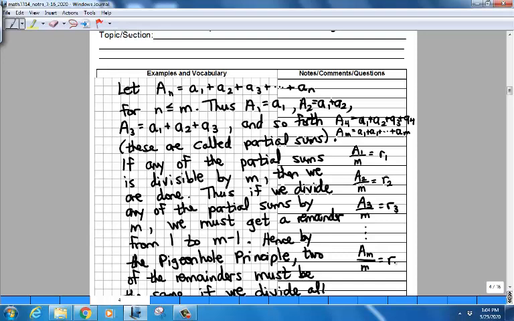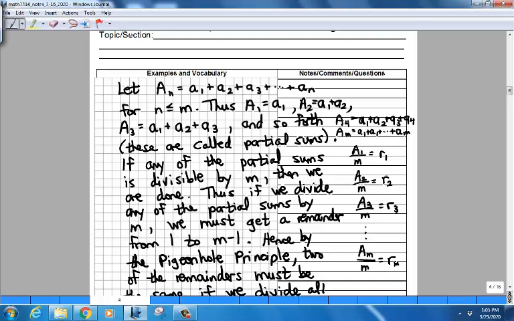So let's call this remainder r sub m. You know that r sub m is not 0, because otherwise a sub m would be divisible by m, but it can't be as big as m, so it's got to be less than or equal to m minus 1. So you go through this process, you form all of these remainders, and all of these remainders are between 1 and m minus 1.